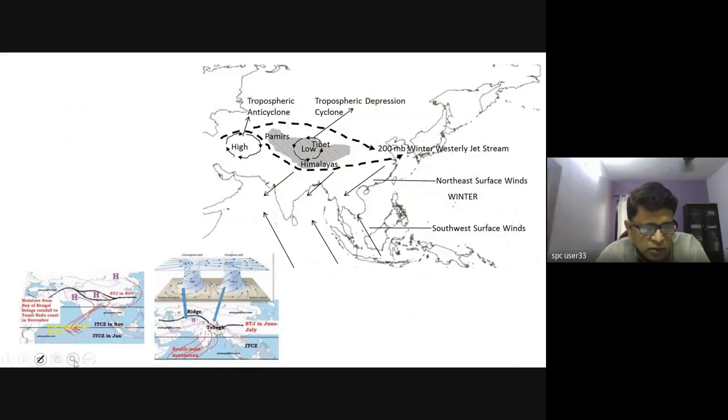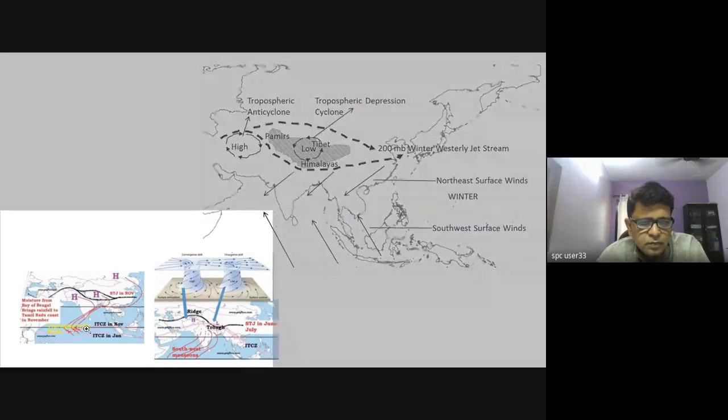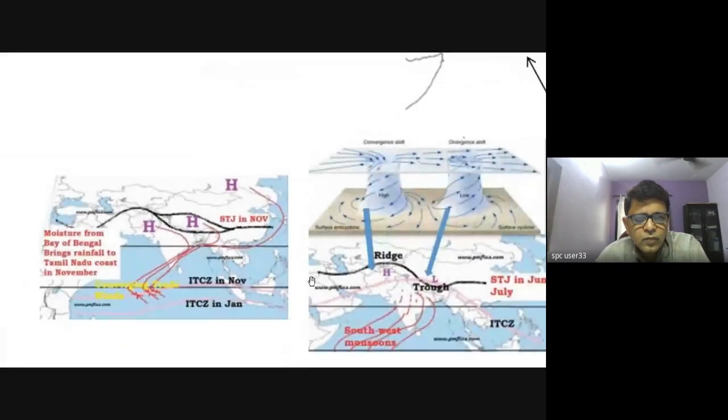Let me see if I can enlarge this for you. Okay, you'll see that you have alternate highs and lows along the path of the subtropical jet stream, STJ, in June and July. You'll see that the ITCZ is at different locations at different times. ITCZ in November is here. While it is here, you'll see that the subtropical jet streams have moved down.